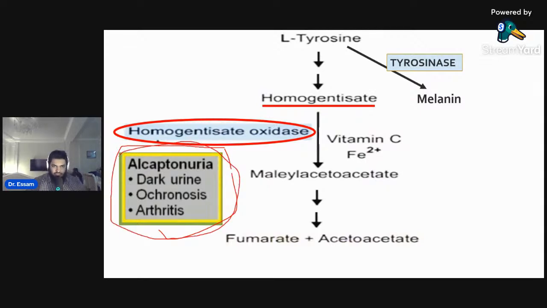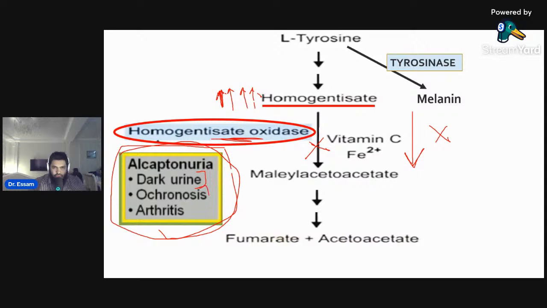So, what happens? Just like phenylketonuria, in this case, I told you to remember the enzyme homogentisate oxidase. So, if the enzyme homogentisate oxidase is not working properly, what will happen? The conversion of homogentisate to maleylacetoacetate will stop. And then what will happen to homogentisate? It will increase. So, this high amount of homogentisate gives a blackish color. So the urine will also become dark.